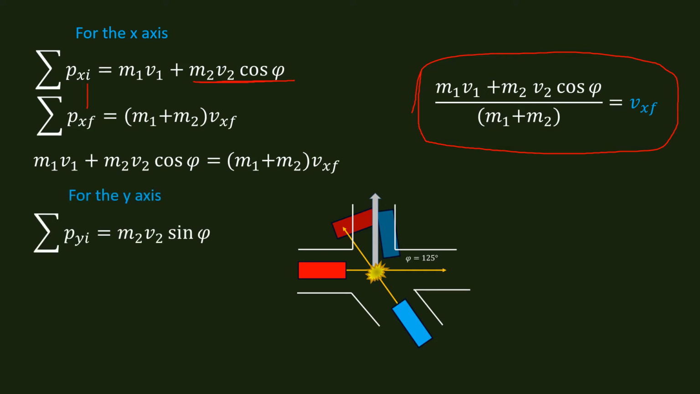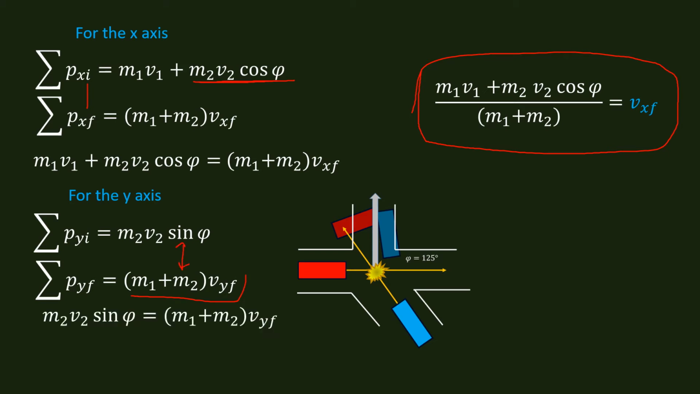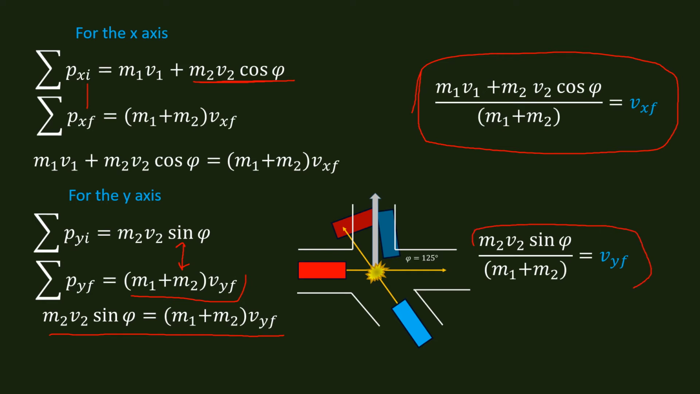And do the same thing for the y-axis. What's happening on the y? We have M2 V2 times the sine of phi. Actually, we're only concerned about this direction here. And then we have the final momentum, and this is the final. We equate these two. Here's our expression after we equate them. And then we have our equation. So we have two equations, one to find Vxf and one to find Vyf.